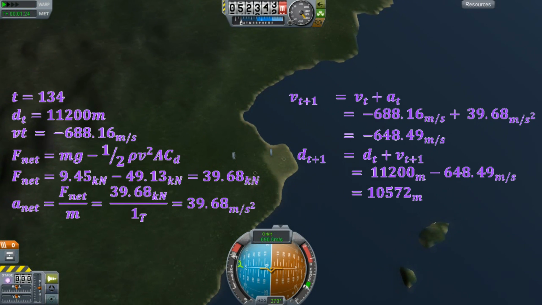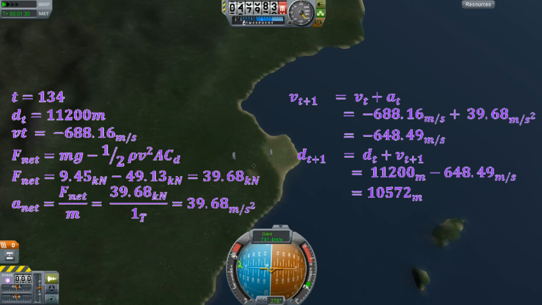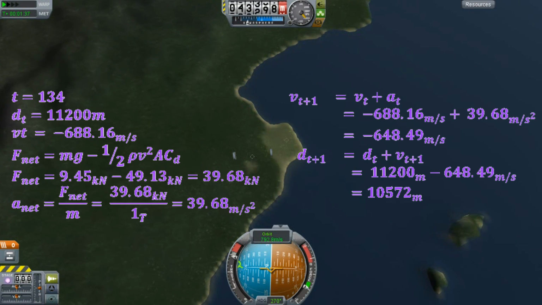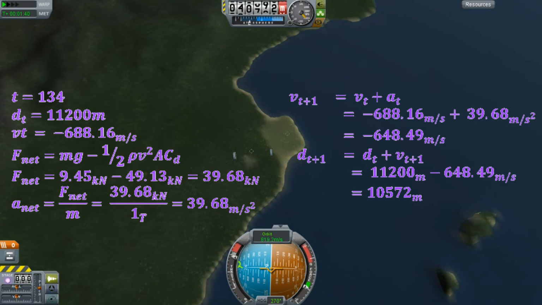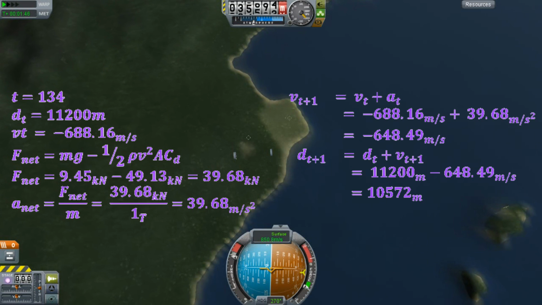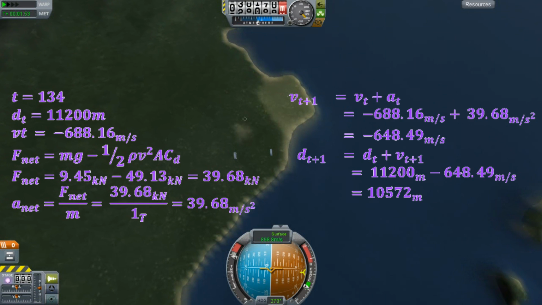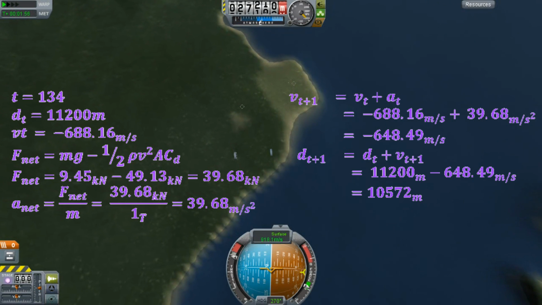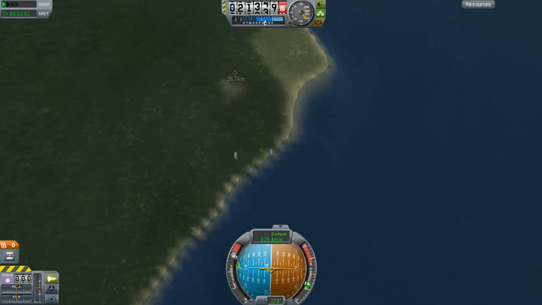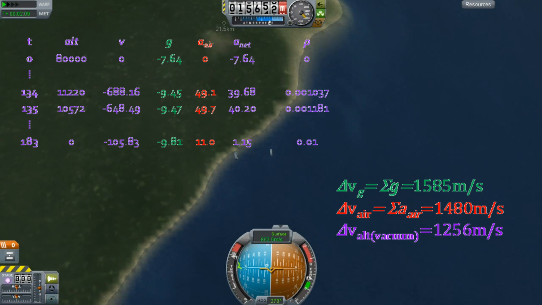And then it's a pretty straightforward case of going to the velocity at t plus 1, or second 135, as being our 688 meters per second and adding that 39.68. And similarly for the distance, we can add the altitude that we started at and take away the downwards velocity that we just found, and we get the altitude for second 135 as 10,572 meters. And there we go, we're ready to start calculating everything over again for the values on the next second, and the next. Wash, rinse, repeat until we get to altitude 0.